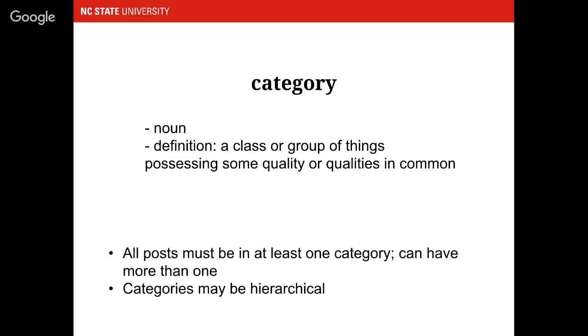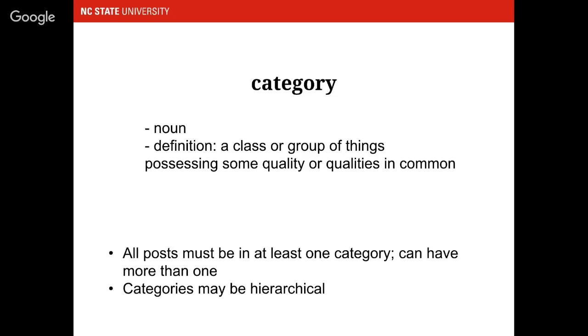It's a class of things possessing some quality or qualities in common. So all posts that you post on your WordPress website belong to at least one category by default. Oftentimes that category might be uncategorized, or it might be a generic category like NC State. And then you have the option of changing that category to be something else more relevant to the content of your post.